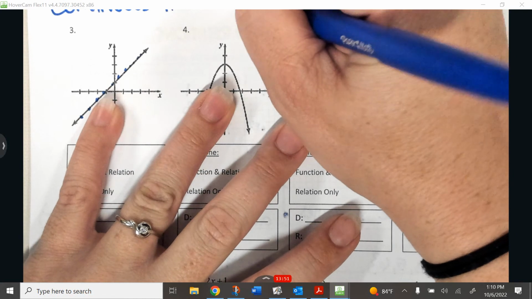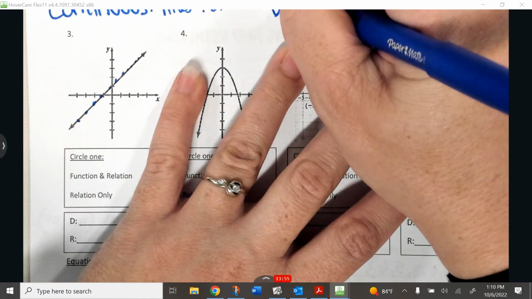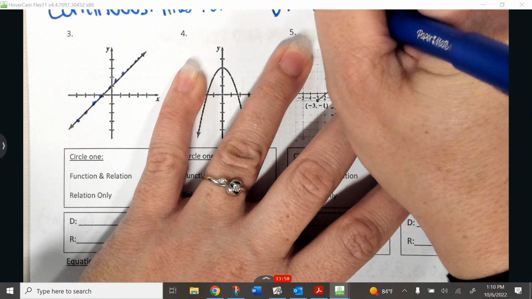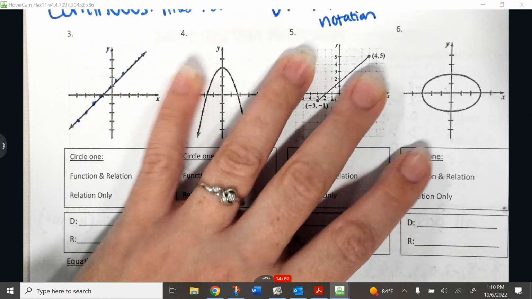Okay, domain and range here are written in interval notation, which is what we just got done learning.